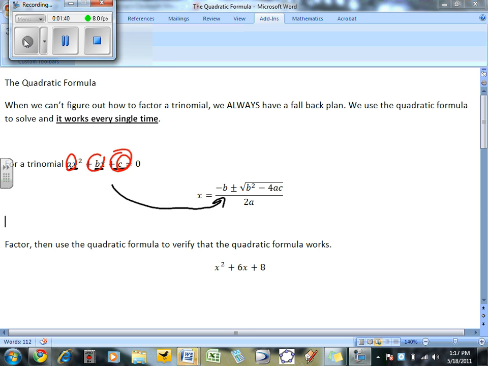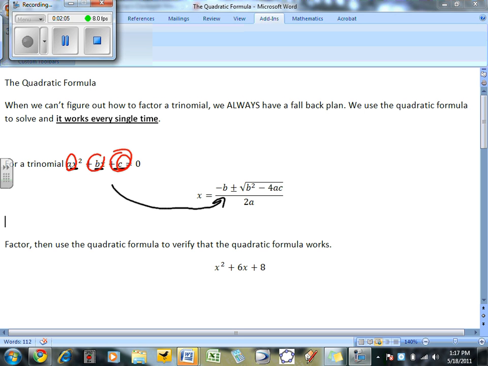Here's my little tune to help you remember this. You can sing it if you want to, but it's Pop Goes the Weasel. It helps me remember it. It goes: negative b plus or minus square root of b squared minus 4ac, all over 2a. If that helps you remember the quadratic formula, more power to you. It helps me remember it, so I thought I'd share it with you. So that's how I remember that.